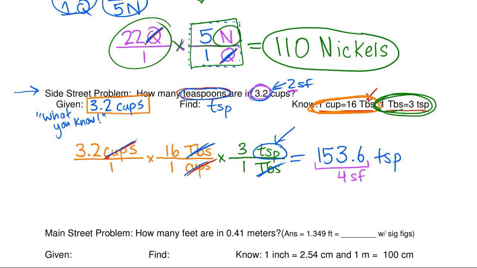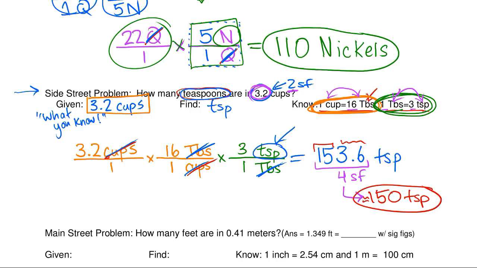Remember that since these are exact conversions, they have an infinite number of sig figs, so you don't worry about this being 1 sig fig, or that being 1 sig fig, or this being 2 sig figs. What matters is this measurement up here. 3.2 cups has 2 sig figs. So my answer, which has 4 sig figs, needs to be cut off to 2 sig figs, which means I can keep the 1, I can keep the 5. The other ones have to turn into zeros. So 150 would be how I would report it. Approximately 150 teaspoons. With my units.